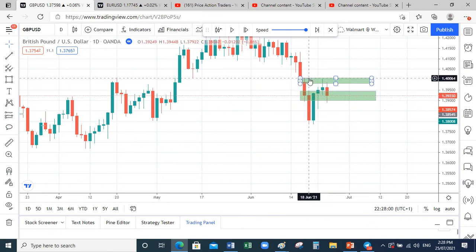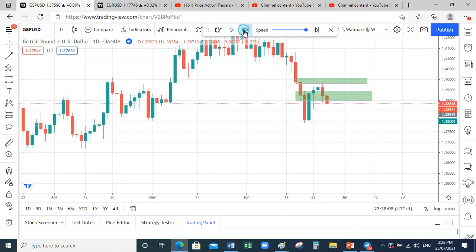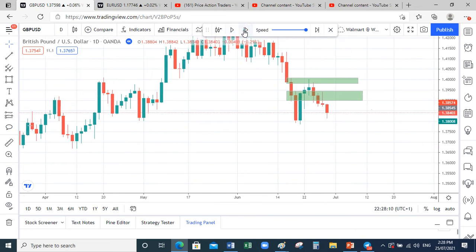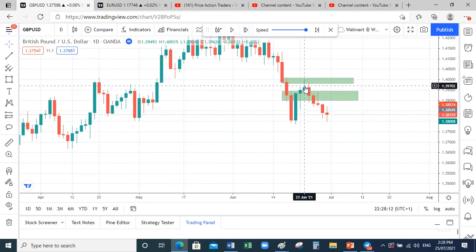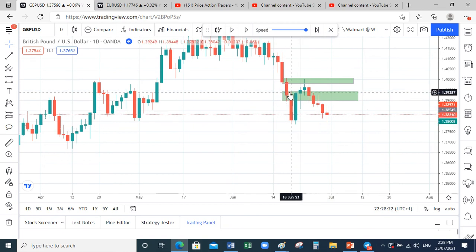Went up to test this reaction, this decision point area. It came down again. You can see that double reaction. That's a reaction there. See it? At last it blasts. A flip zone. This is a decision point. This is a retest of it. Then it blasts downward.